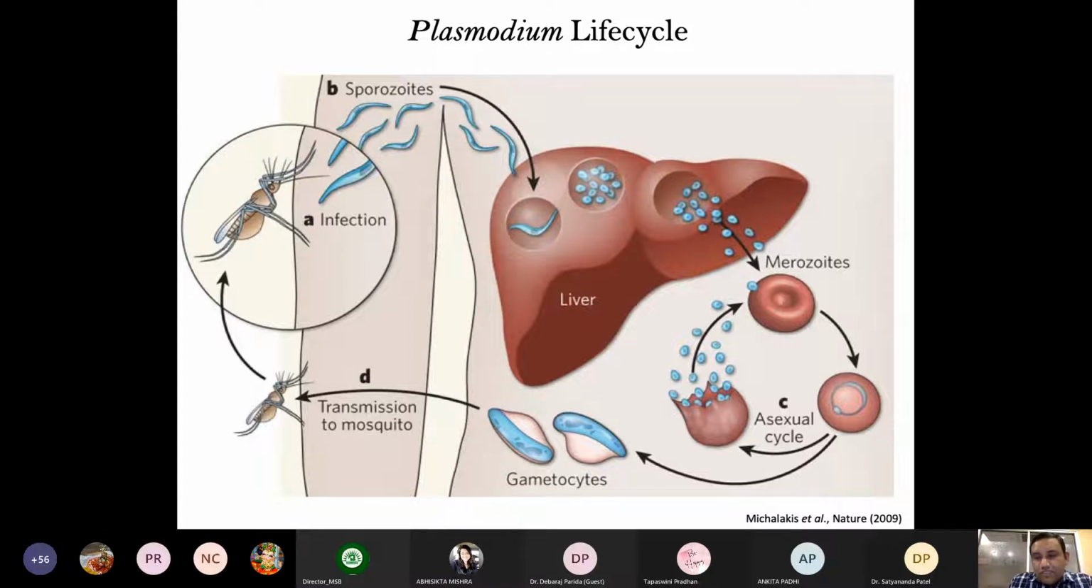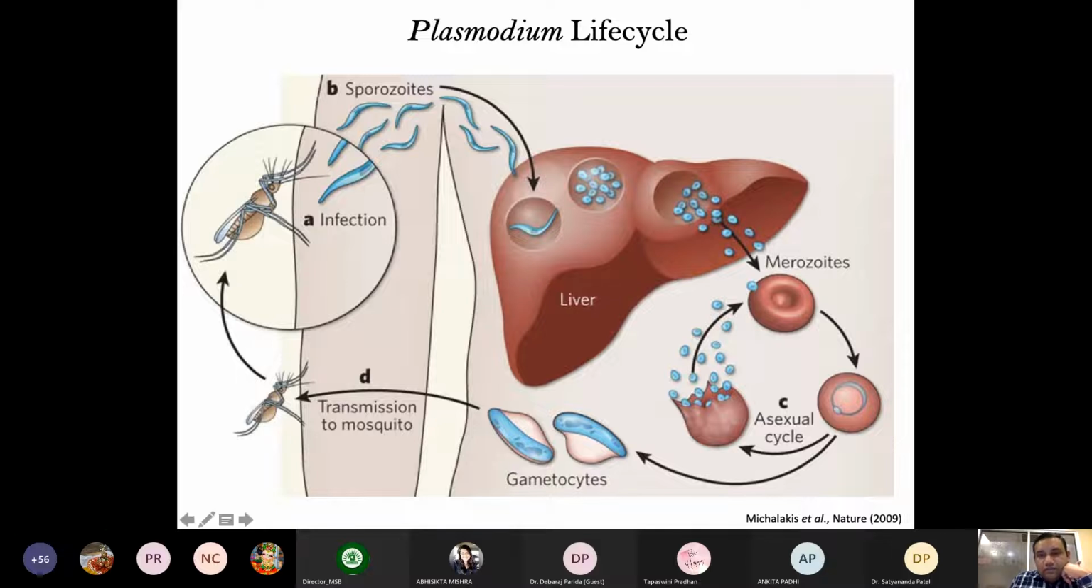Some of these blood forms differentiate into gametocytes. Then when another female mosquito takes a blood meal, it takes these gametocytes along with the blood meal, and the sexual cycle starts again in the mosquito.